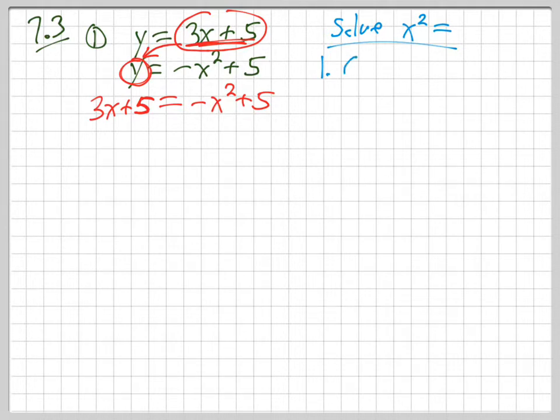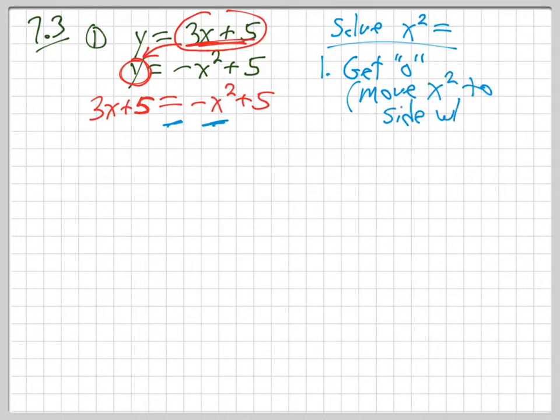Step one, you've got to know right away when you see x squared with an equal sign, step one is all about getting a 0. Now I'm going to add a little bit to this. Move x squared to the side where it's positive. So I'm just going to grab this x squared and jump it over here. Let's just do that for starters. It'll be the easiest thing for you to see, I think.